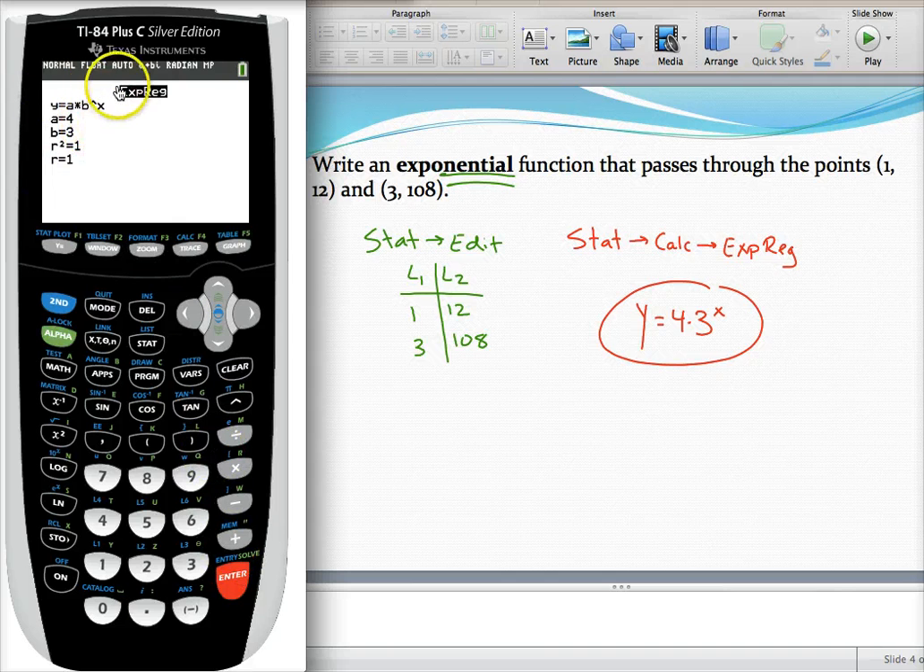Notice that the exponential function means x is in the exponent, so we end up with y equals, this is important to have that, 4 times 3 to the x. And since there's an exponent, you can't multiply first, so you do not make that 12 to the x power. So that is my answer.